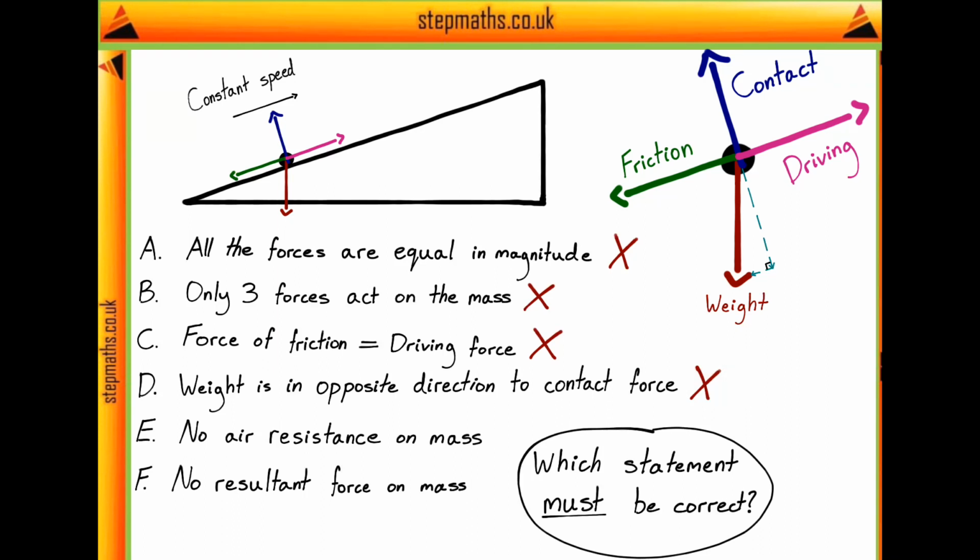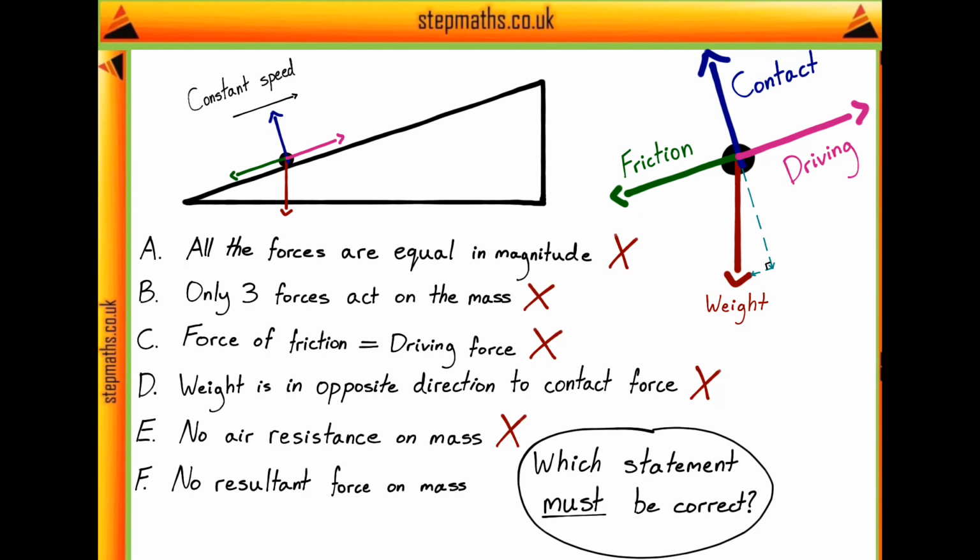Let's look at statement E, which states that there is no air resistance on the mass. So there might be no air resistance on the mass, in which case our frictional force would just be due to friction from the surface. But if there was air resistance, then this frictional force would include the air resistance as well. So there could be air resistance, which would be included in this force, or there could not be. It's one of the ones which could be true, but is not necessarily true. So it's also going to be false.